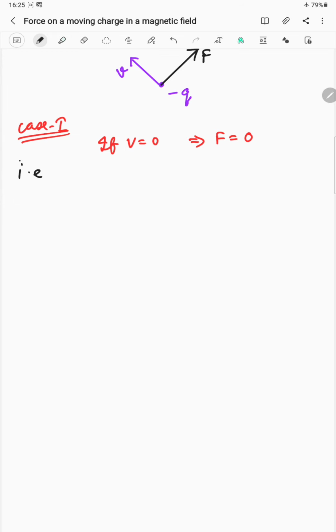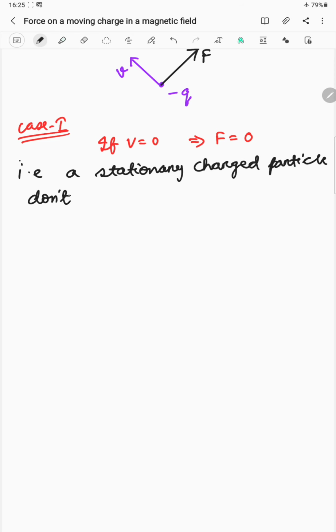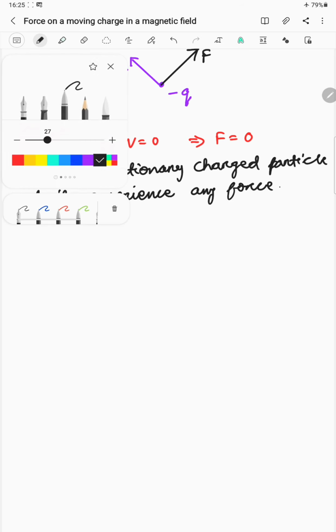Velocity is 0 means we are talking about a stationary charge. Okay, so a stationary charged particle does not experience any force. This is your case 1. So now let us go to case 2.